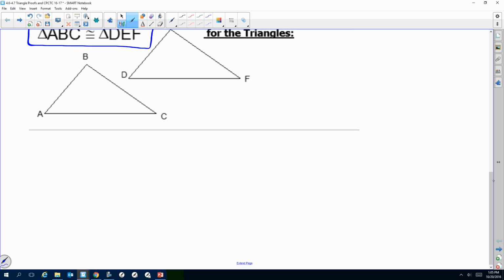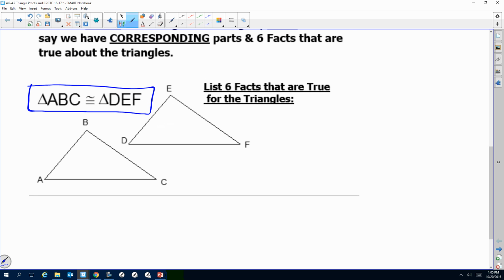So what do we know? What parts do we know? What facts can we state about these two triangles? What was congruent to who? I can say angle B is congruent to angle E because corresponding parts in the statement are congruent to each other. B is the middle letter, E is the middle letter. What else? That's one fact.